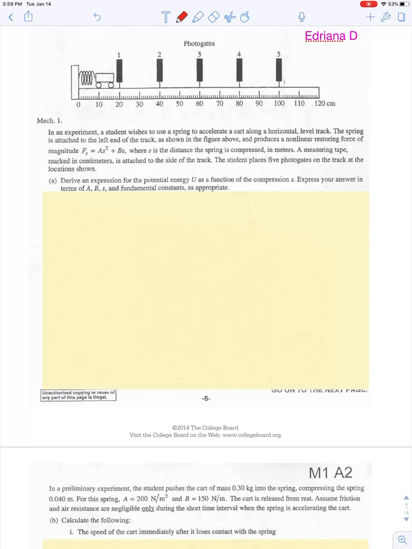Today we're going to knock out a problem that Adriana D asked us to do, and this is, I think, 2014 Physics C number 1. So let's get it cracking. Let's see what's popping with this problem here.